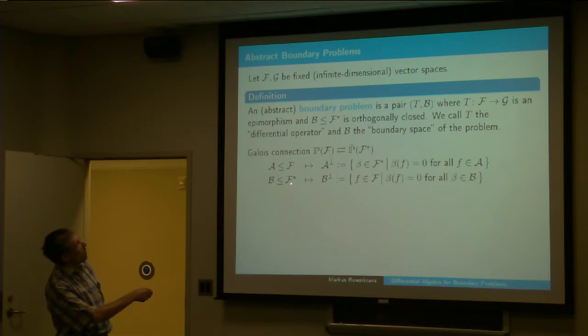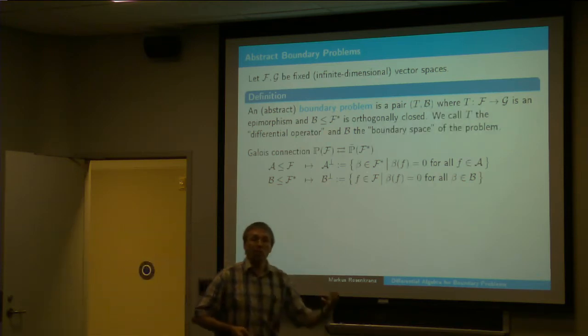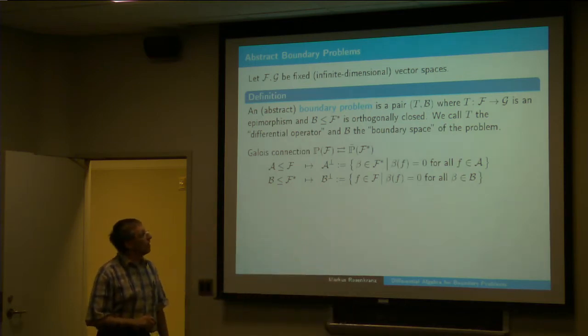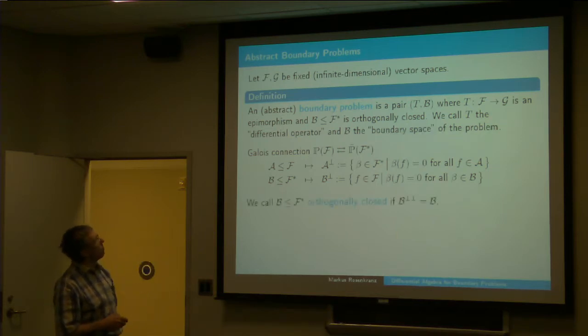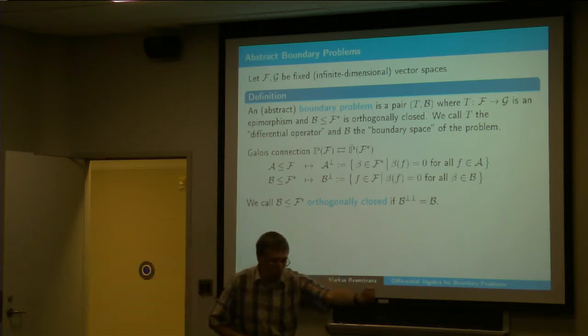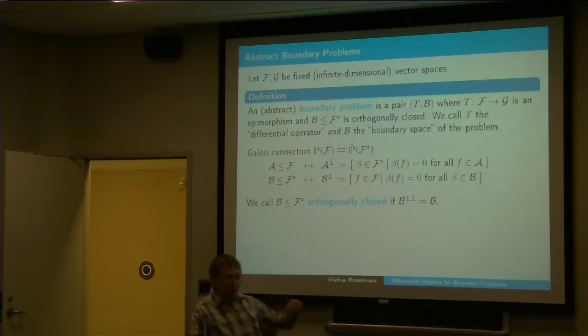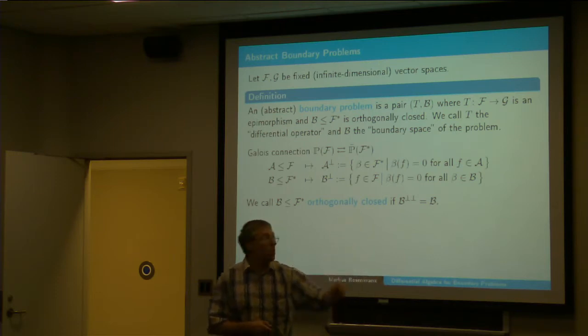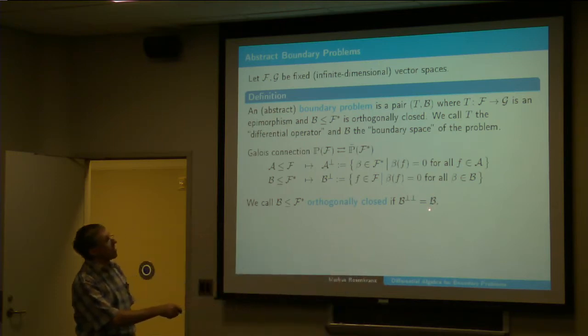If I have a subspace of F star, which I think of as a collection of boundary conditions, then I can simply look at the set of all admissible functions. What are the functions that respect the boundary conditions that I'm prescribing here? So that gives an order reversing Galois connection. And orthogonally closed simply means that if you start from a space of boundary conditions, you look at the admissible functions and then go back again and ask which conditions do they satisfy, normally you get more. But if you end up with the same, then that's called an orthogonally closed subspace in the literature.